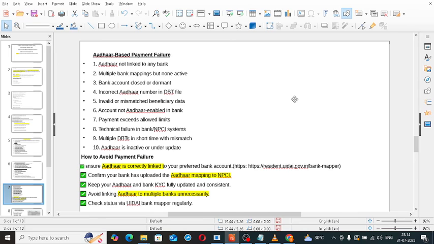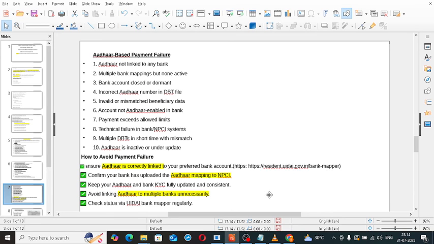Just go to the site resident.uidai.gov.in/bank-mapper, and confirm whether your bank has updated the Aadhaar mapping to NPCI. Whichever bank you opened the account in, check whether that bank sent the Aadhaar mapping to NPCI or not. You go and open this site and you can check it.